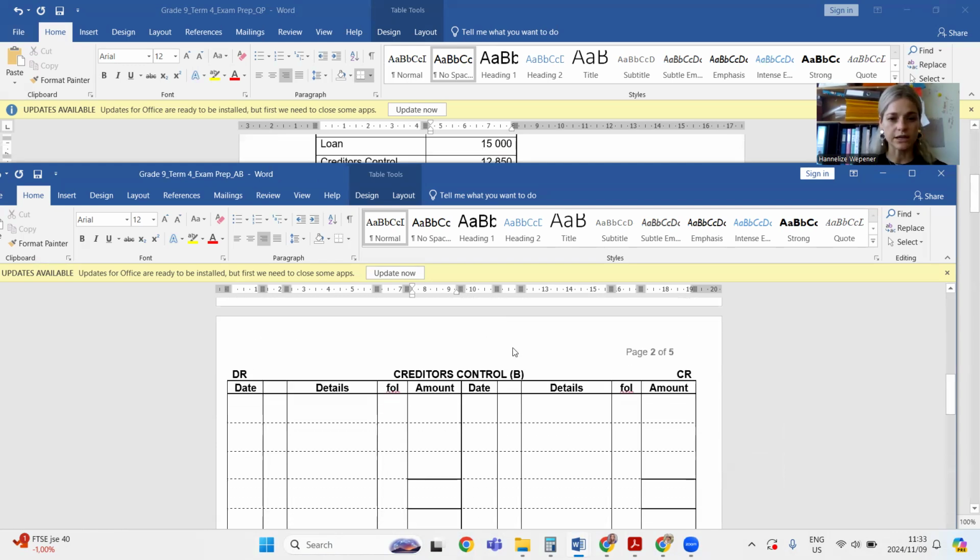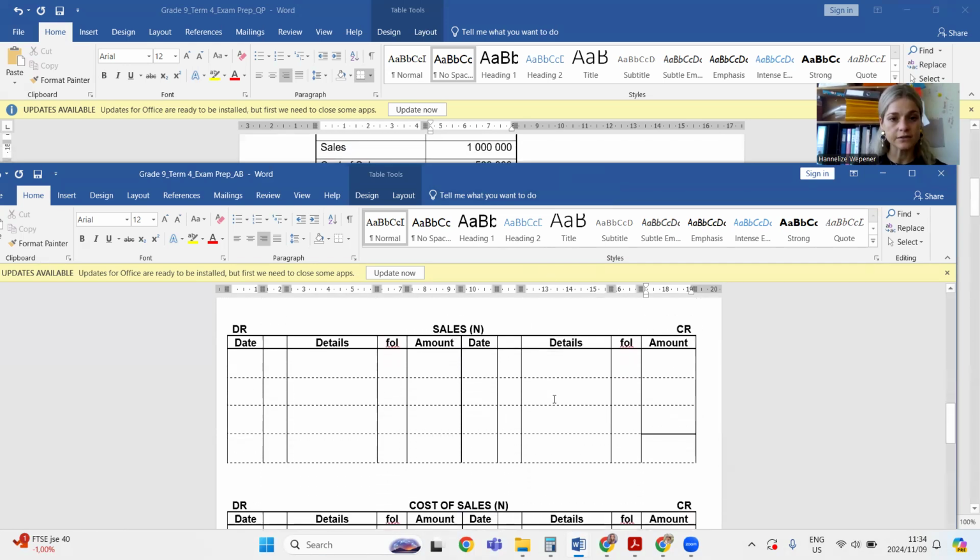Right, next up, loan. We don't have to do a loan account, so we are just going to ignore that one. And then we have creditors control. Remember, creditors control is a liability, therefore the balance is on the credit side. 2024, December the 1st, balance brought down, 12,850.